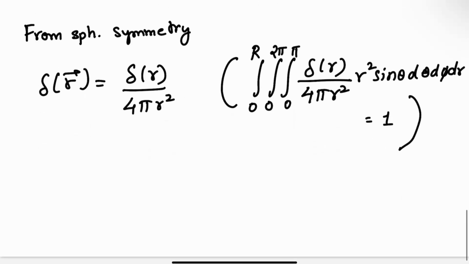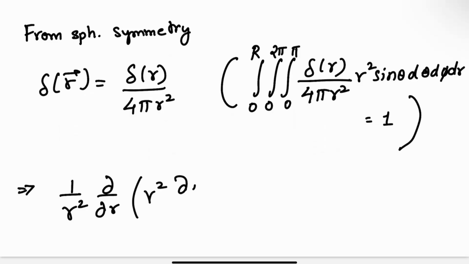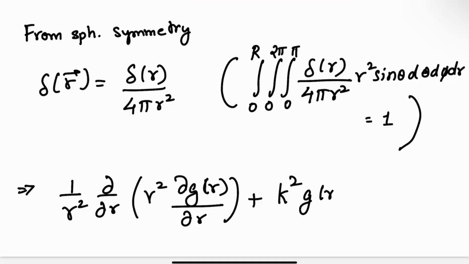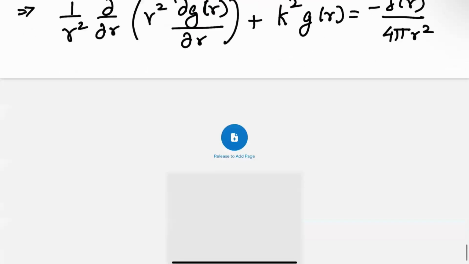Okay, so then we can rewrite the wave equation in spherical coordinates. So the Laplacian becomes 1 over r squared d over dr, r squared dg of r over dr. That's the spherical coordinate version of the Laplacian. k squared g of r is equal to minus delta of r over 4 pi r squared. And so we just made a substitution.